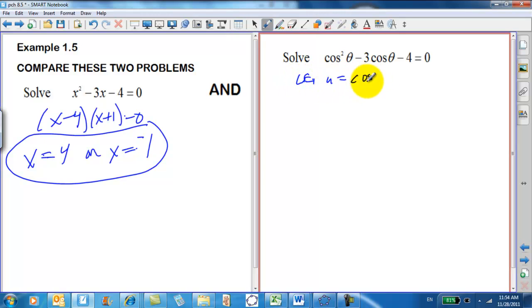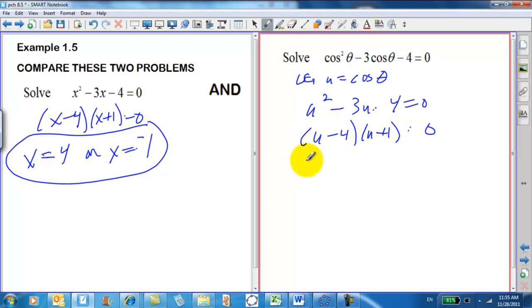where if we let u equal cosine theta, we get u squared minus 3u minus 4 equals 0. And it's a similar approach. u minus 4 times u plus 1 equals 0. So u equals 4, or u equals negative 1. But don't stop there, because you're supposed to solve for theta. And remember, u equals cosine theta.